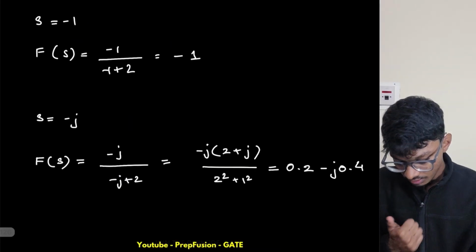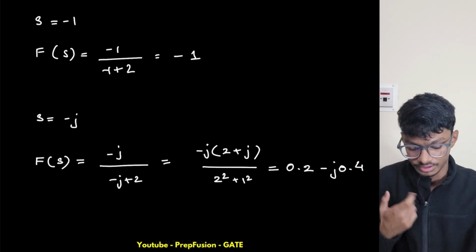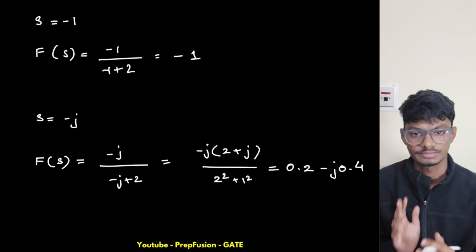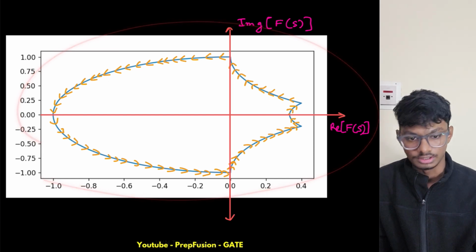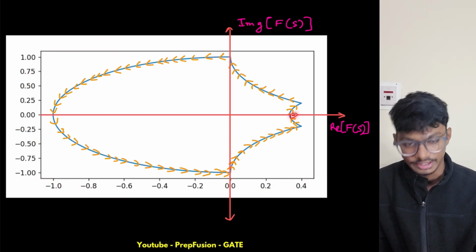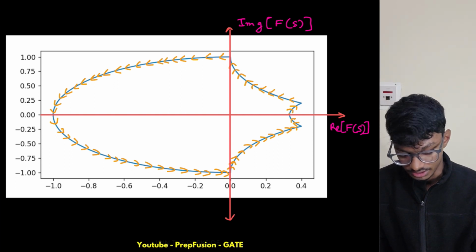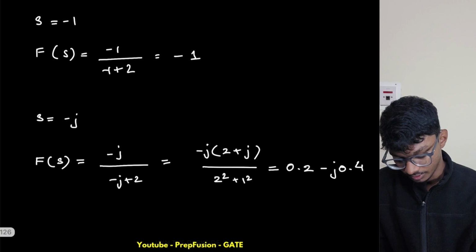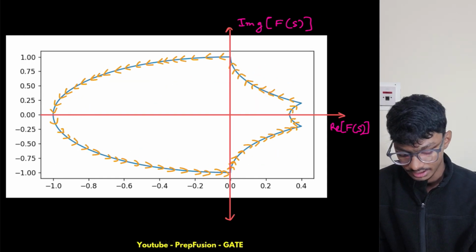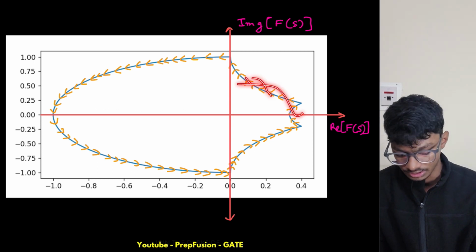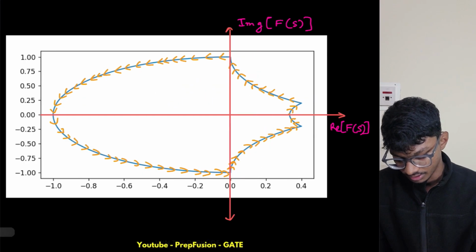So yeah, this is this one. Again, if you put s equals minus a, you get minus. What you can see is again symmetrical around the real axis. So this is the plot basically. And what are the crucial points? Here it starts at s equals 1, then at s equals j the point was 0.2 plus j 0.4, so it will be somewhere around here. Then it goes in the anti-clockwise direction, all the way to which point? Minus 1.